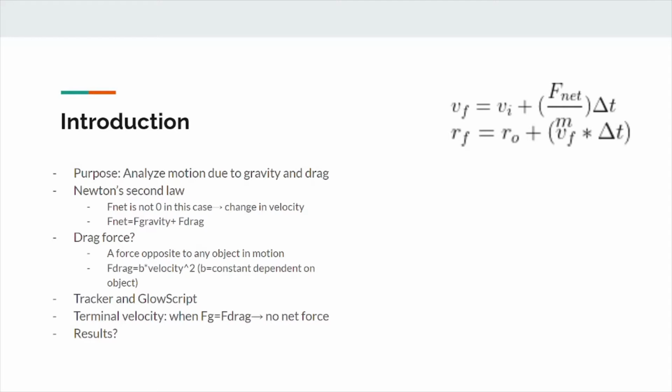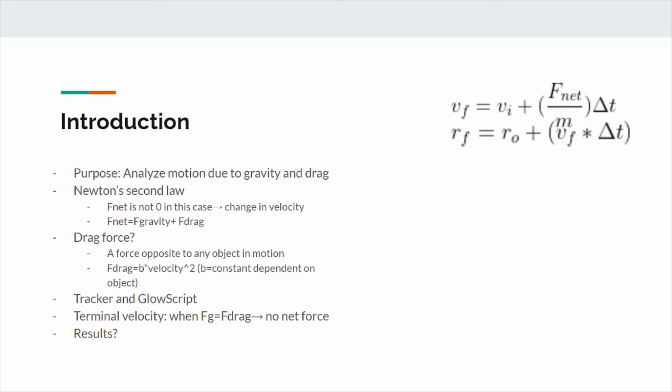I chose falling baby wipes for this system, used Tracker to observe the motion, and used GlowScript for the other models, which yielded my results. The results of this lab showed my models were a poor fit for the observed data since the observed position matched more closely to my positions with gravity rather than those with drag.